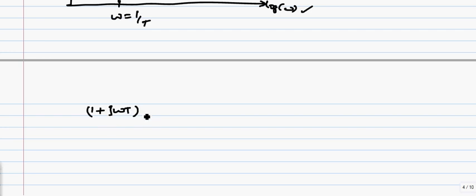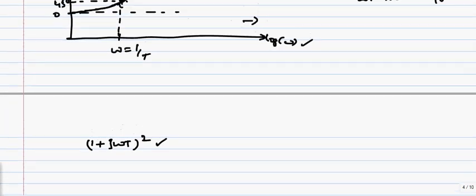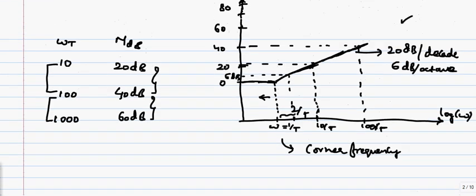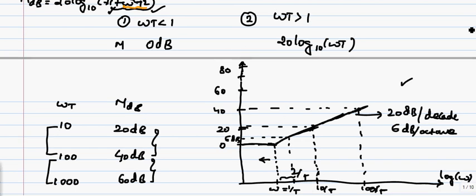Now let's look at a function which has (1 plus j omega t) whole squared. It means there are two zeros on the real axis of the S-plane which have the same corner frequency. Looking at this from our experience in the previous videos, where we saw how two poles change things, similarly here, when omega equals 1 by t, it is going to be 0 dB, and less than that it will be 0 dB.